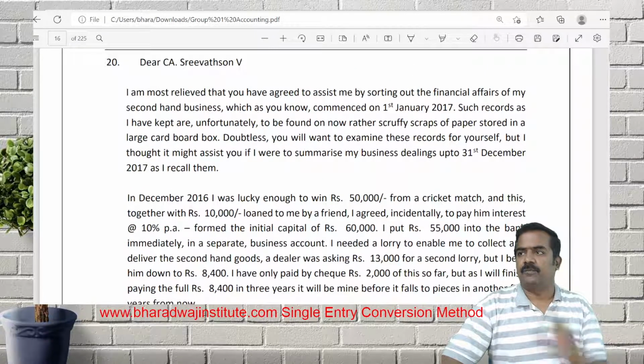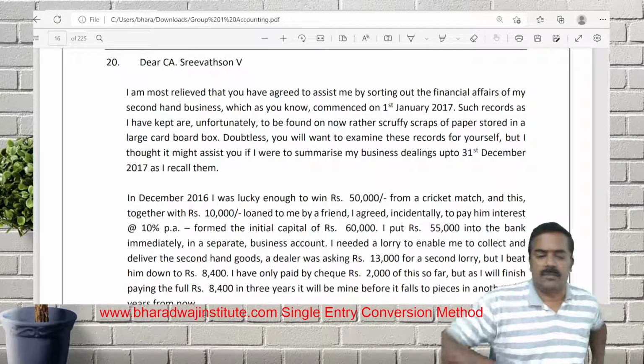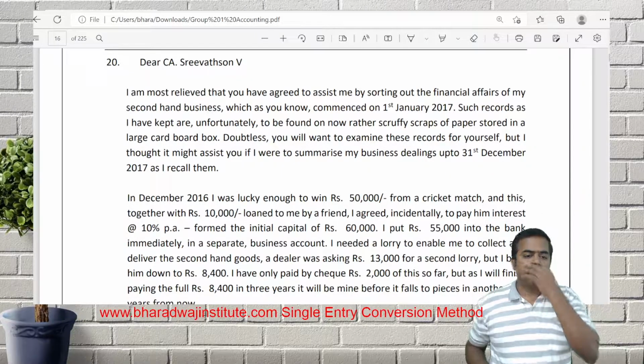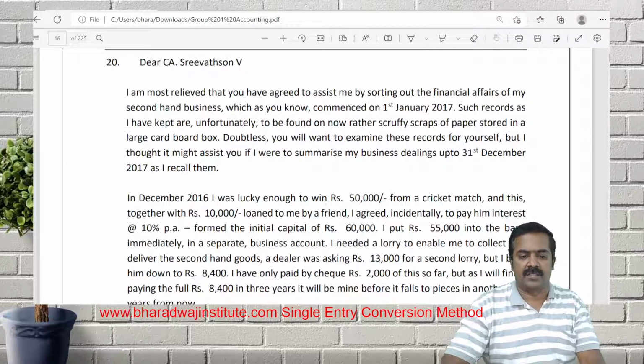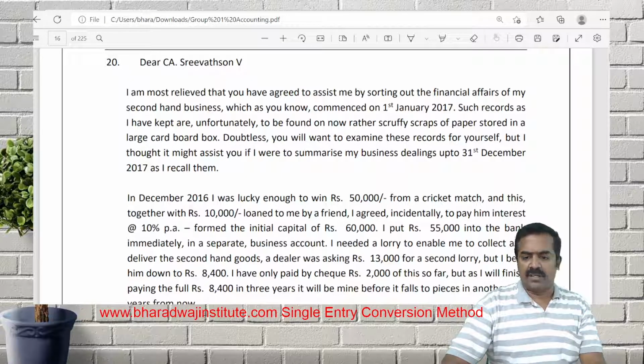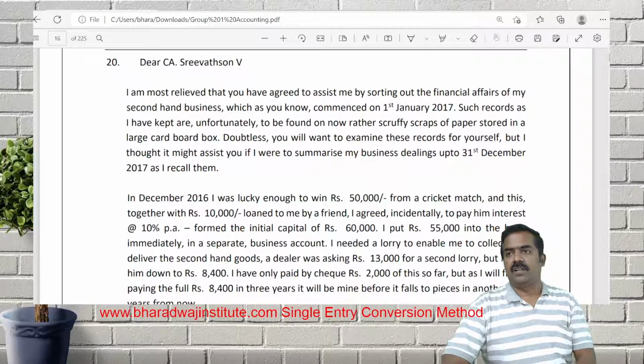Read the first paragraph. Tell me what you understand from the first paragraph. I am most relieved that you have agreed to assist me in sorting out the financial affairs of my second-hand business. Commenced on what date? 1st January 2017. It's a newly started business, so no opening balance sheet will be there.